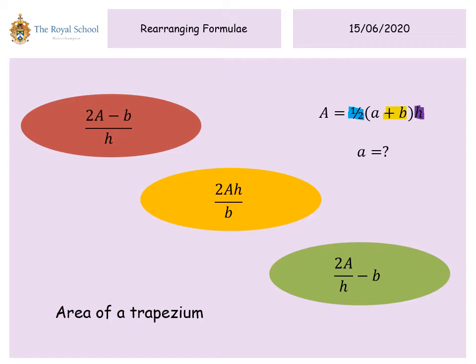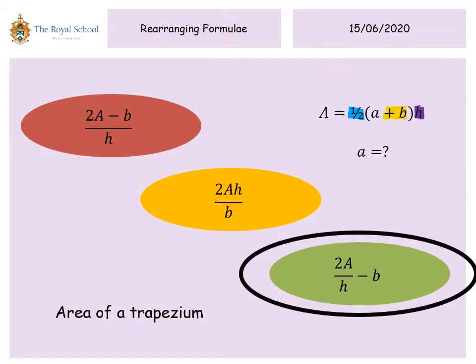So if we got rid of the blue first, then we'd have to times by 2 on both sides. So that gives us 2a. We then get rid of the purple part, the timesing by h, that's divide by h, so we'd end up with 2a over h. And then lastly, we'd get rid of the first thing that happened to a, which was the adding b, because it's in the brackets. So that's the last thing we get rid of. So we're going to end up with 2a over h, all take away b.